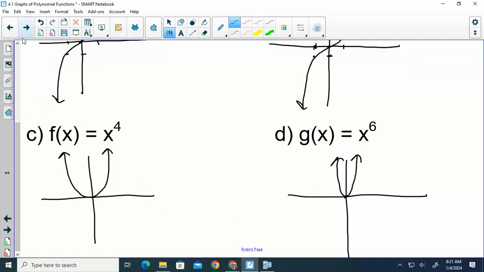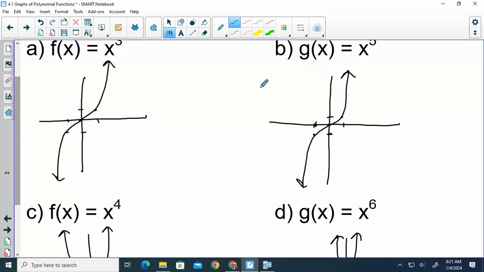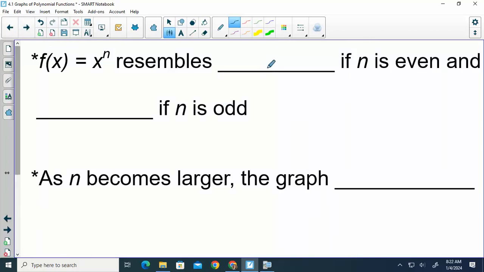So, if we just have x to a power, we're seeing it takes on one of two shapes. It either looks like the chair or it looks like a parabola, right? What decides which one it looks like? If you have x to the n, it will resemble x squared if your power is even, and x cubed if your power is odd. As the exponent gets bigger, what happened to the graph? Let's just say it narrows. So the higher your exponent, the skinnier your graph is going to be, but the shape is generally one of those two.